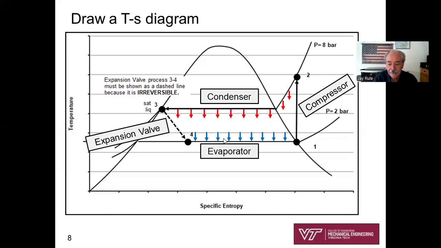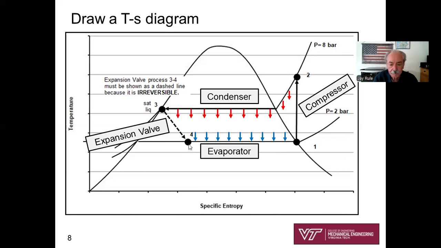Process 4 to 1, that's the evaporator process where heat is being transferred into the refrigerant from the cold space. Okay, 4 to 1, that's the evaporator process. Steady state, steady flow, one inlet, one outlet.